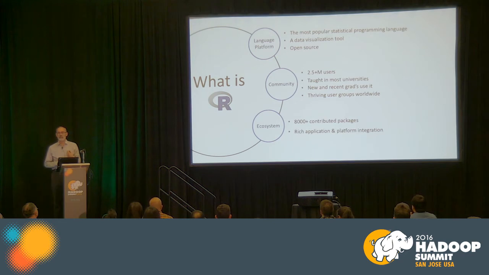Also, there's a great ecosystem that's built up around R. With all these users, they're also contributing packages. R is very extensible, and it has now over 8,000 high-quality packages that have been contributed to what's called CRAN, or the Comprehensive R Archive Network. So this greatly expands the power of the core base R with these extension packages, and it has allowed really rich application and platform integration for the R language.